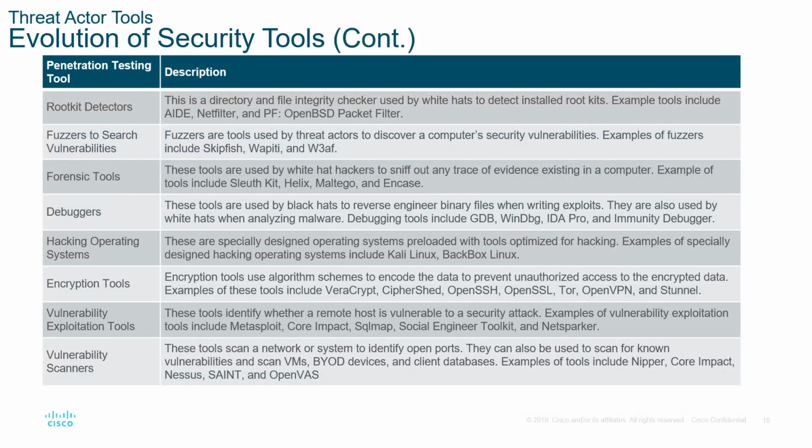We also got the rootkit detectors, fuzzers to search vulnerabilities, forensic tools, debuggers, hacking operating systems. Kali Linux is one example. Encryption tools, vulnerability exploitation tools, and vulnerability scanners. I'd like to highlight this one here. Rootkit detector. What the hell is a rootkit? A rootkit gives you privileged access on a system when you run it. So like having the admin rights. Exactly.